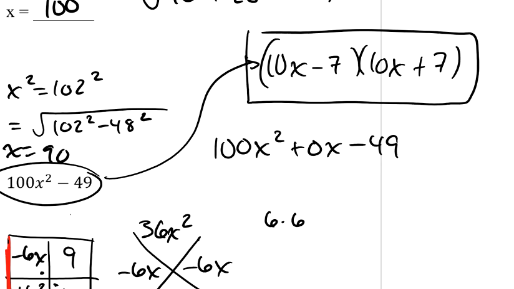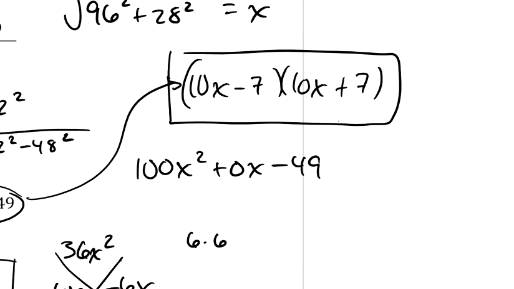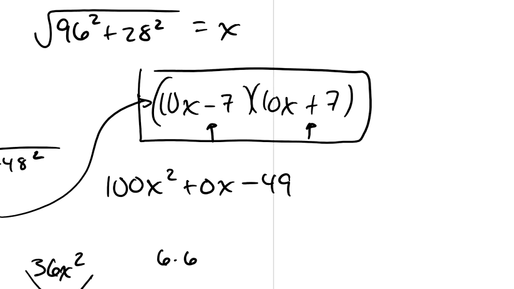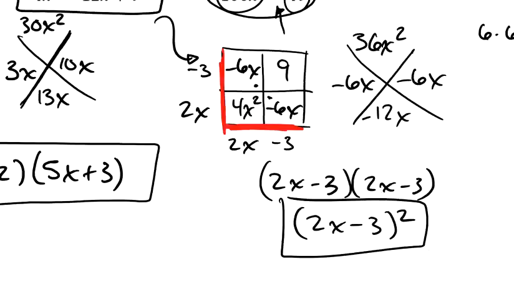But for me, because I know that this is a subtraction of perfect squares, I know that this factors as the sum of their square roots and the difference of their square roots. So again, their square roots are 7, right? The square root of 49 is 7, and the square root of 100x squared is 10x. So that's why you see 10x minus 7 and 10x plus 7.